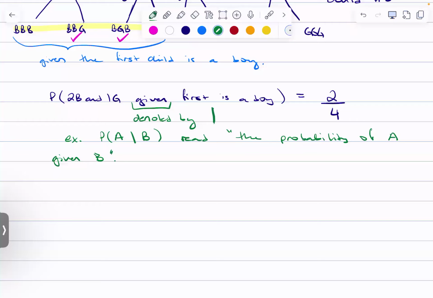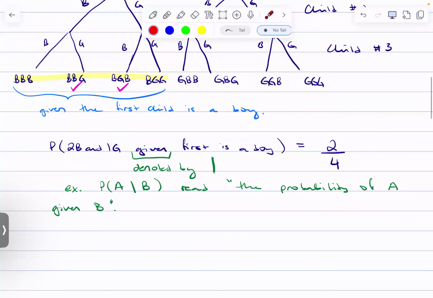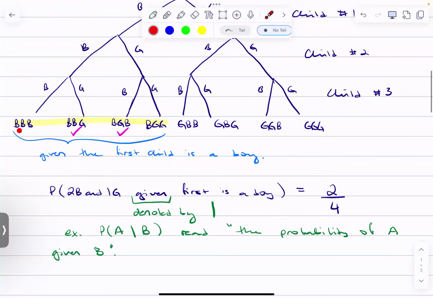Nice. So you can solve these problems without any formulas or anything like that, but we will introduce a formula that I think makes it a little bit easier. Okay? And so what did we do here? We found the number of outcomes where the first child was a boy, right? The number of outcomes satisfying this given criteria. And then we found the number of outcomes out of those that satisfy the initial criteria, or A, if we want to be generic about it.